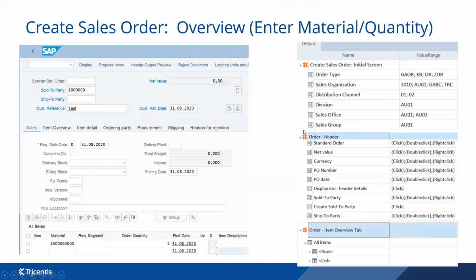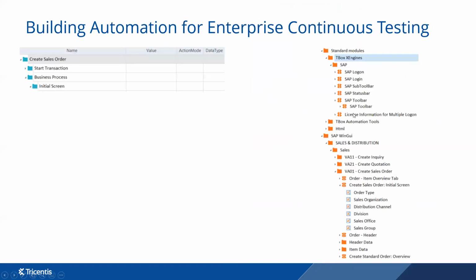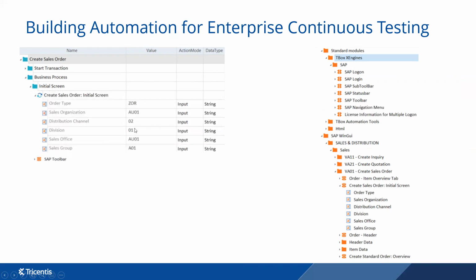And once you have enough modules, you start to build your automation. And these are your test cases. You create a test case, and you drag and drop these modules, and then you add the data that's going to drive the automation. So step one is create a sales order. Step two, click enter. Step three, enter header data, and so on.